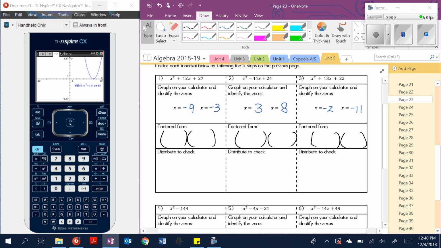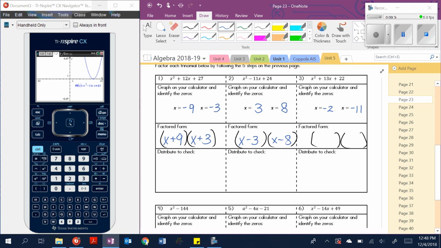So what we learned from the first page is we take our zeros and we write them, but instead of x minus 9, see how I'm not putting an equal sign in there? I'm going to write it as x plus 9. So the opposite sign. So if that's a -3, that would be a +3. Okay, let's do the next one. That would be a -3, and this one would be a -8. So x minus 3 times x minus 8.